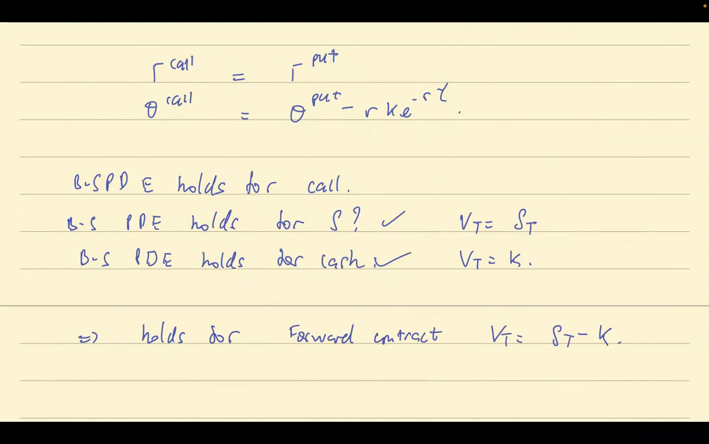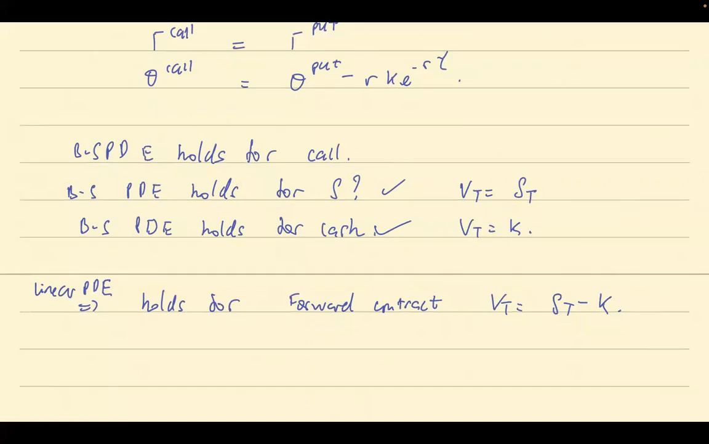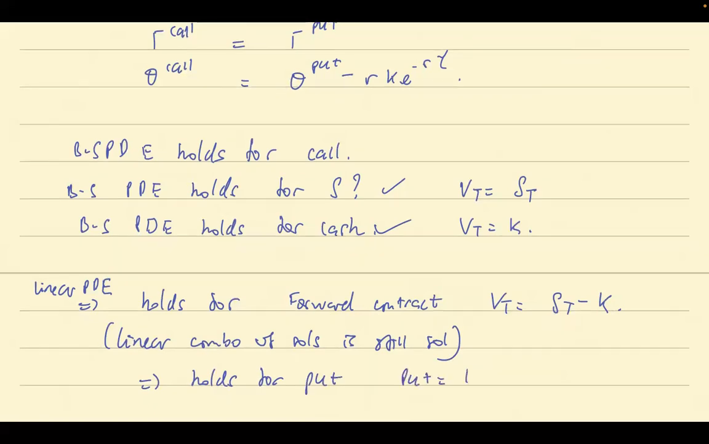So here is where I use linear. By linear PD, I mean something you learn when you learn ODE theory. Basically, it says that if you have solutions, then a linear combination of solutions is still a solution. And once you know it holds for the forward contract and it holds for call, then it must hold for put, because put is forward minus call. You understand the idea?